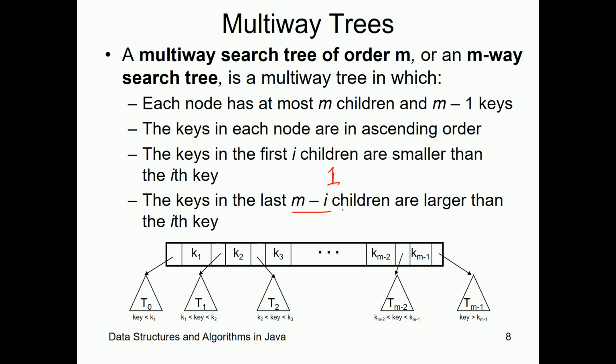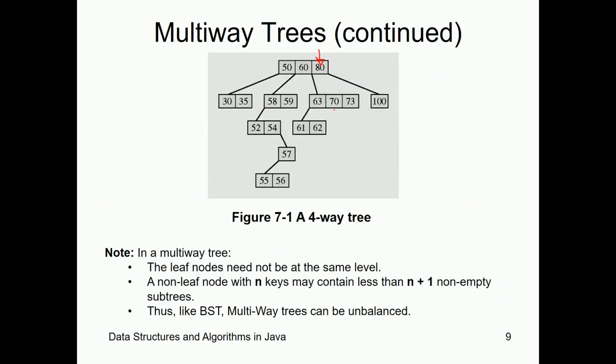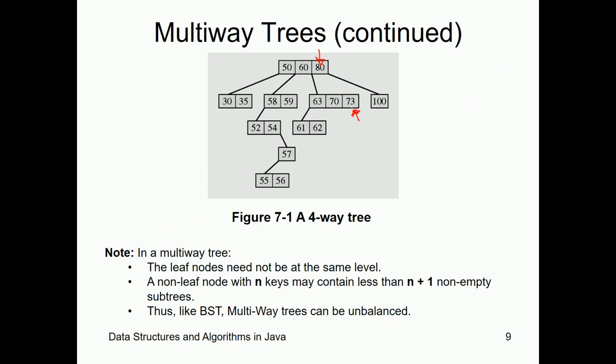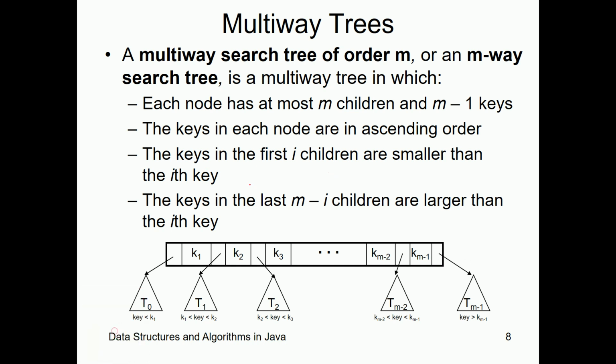What is the m minus 1 children? The last m minus 1 children. This is child 1, 2, 3. M minus 1 is 3. So this is the last m minus 1 children. The last children, this value, are larger than the ith key. This is larger than the ith key. Which one is the key? You got confused? Anyways, let me not go into those details because the way they're explained are confusing.